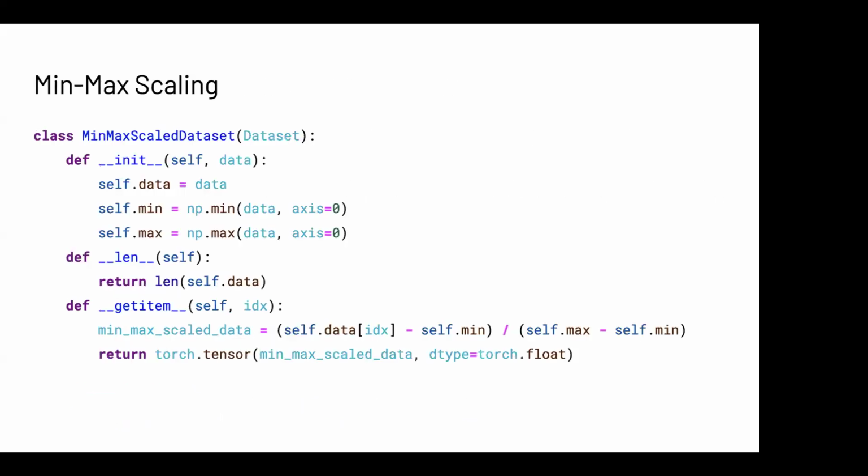Another way is min-max scaling, where you scale the data between the max and the min. Again, it's similar, except instead of storing the mean and the standard deviation, you just store the min and the max value. You do the same thing: you take the data point, subtract the min, and then divide by the difference between the max and the min. So this is just another way of doing it.